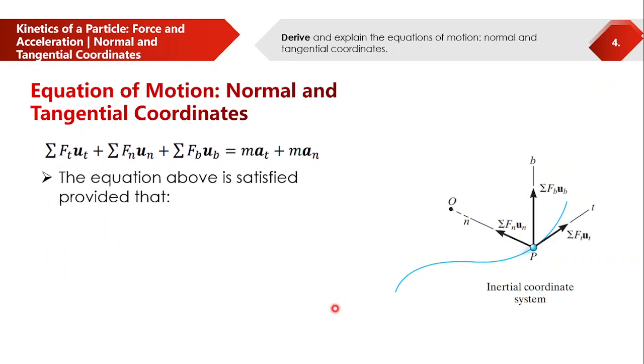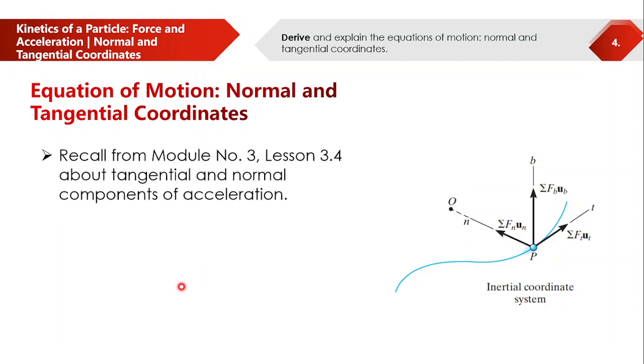Anyways, the equation above is satisfied provided that all forces along the tangential direction will be equal to the mass times the tangential component of acceleration, or a sub t. And for the normal direction, all forces F sub n will be equal to m times the normal component of acceleration. And for F sub b, since there is no acceleration, that will be equal to 0.